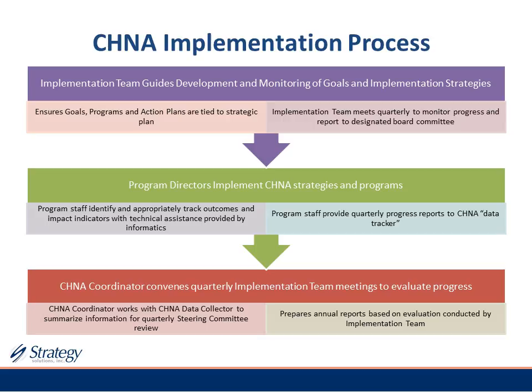So how would it work? The implementation team guides the development and monitoring of the goals. The teams start to meet quarterly to pull the information together and say, are we making progress? The program directors actually implement the plan. The staff identify outcomes indicators with the technical assistance provided by Informatics. The program staff tries to do a quarterly report.